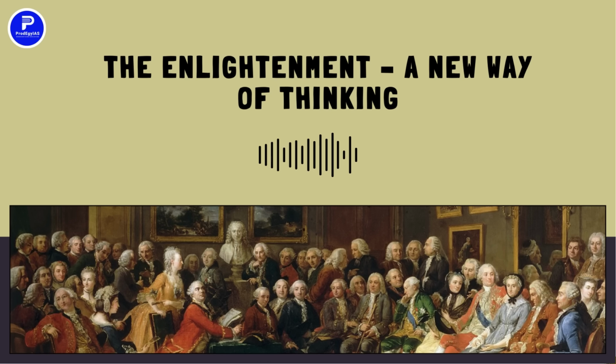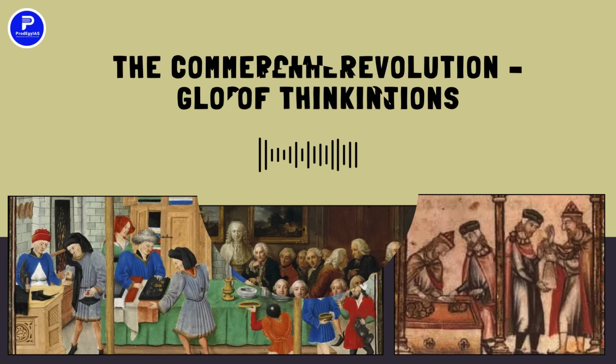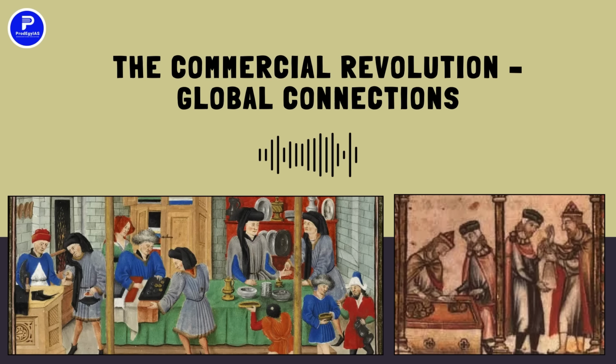Then the birth of the sociological mindset. Thinkers like Montesquieu, Rousseau, and later Comte began asking questions about how societies function, why they change, and how order can be maintained. So, Enlightenment was a shift from accepting the world as it is to imagining the reasonable world as it could be.